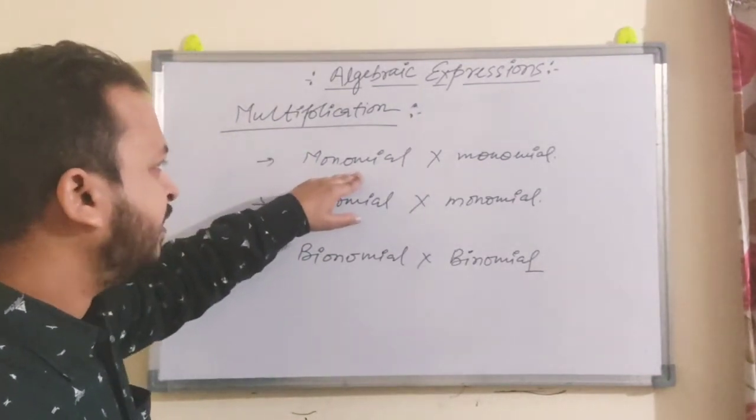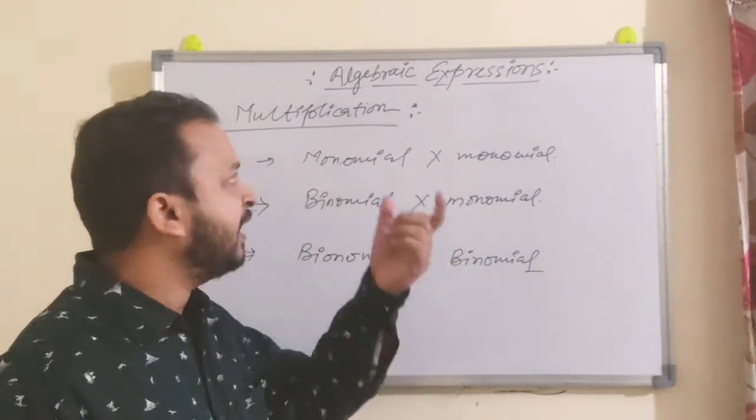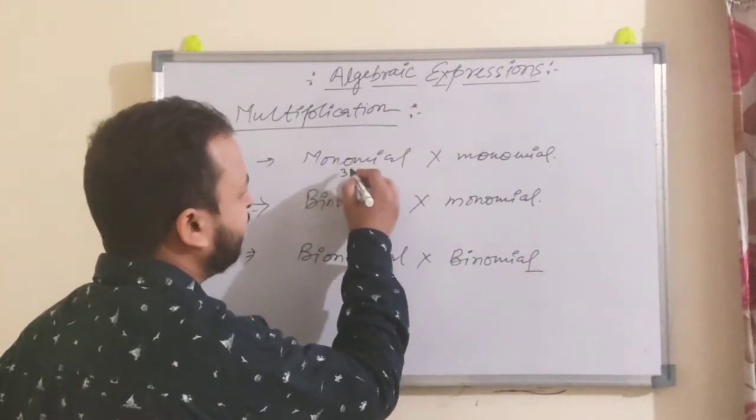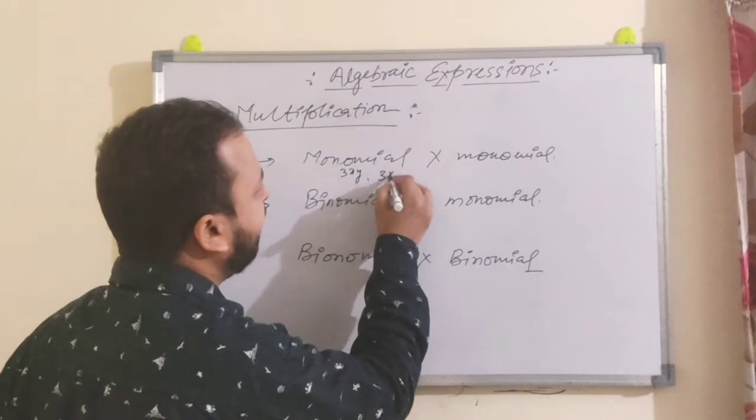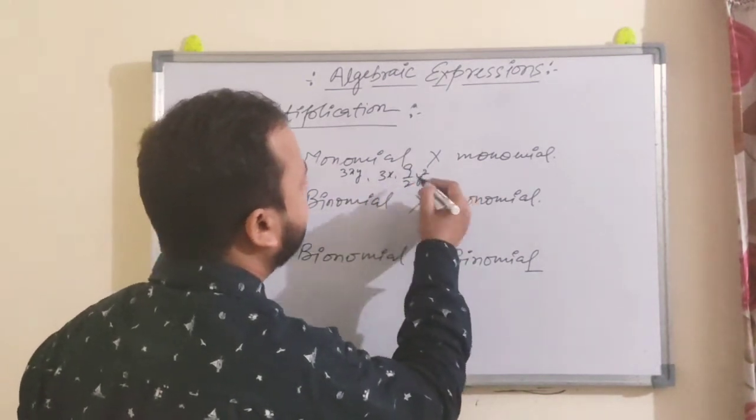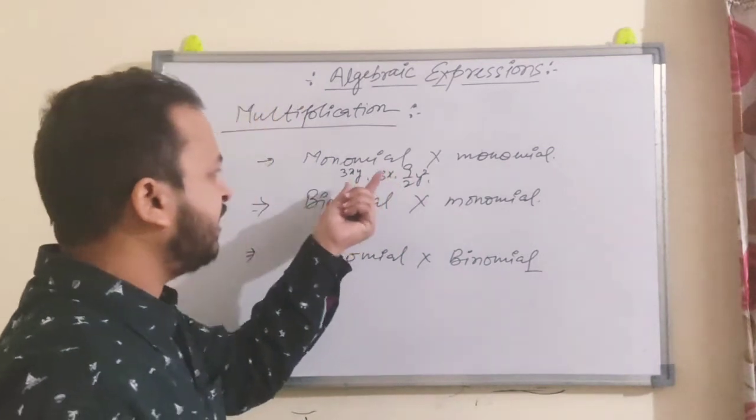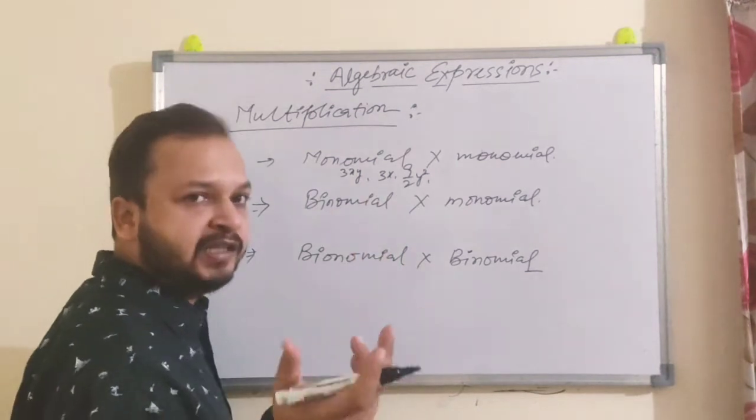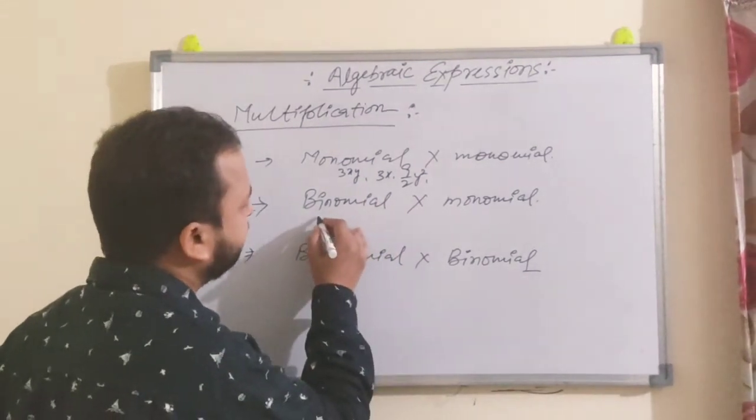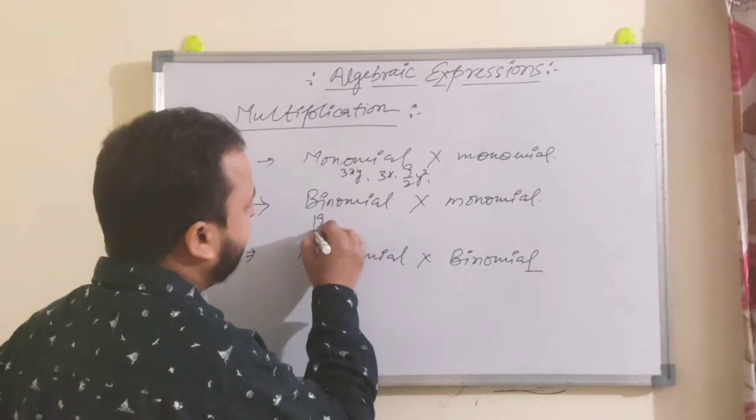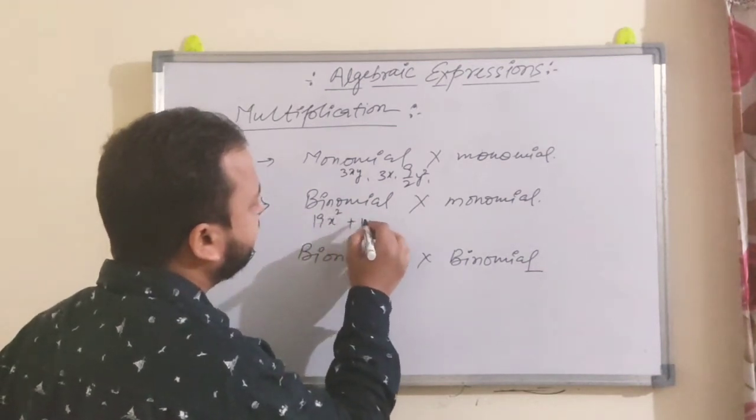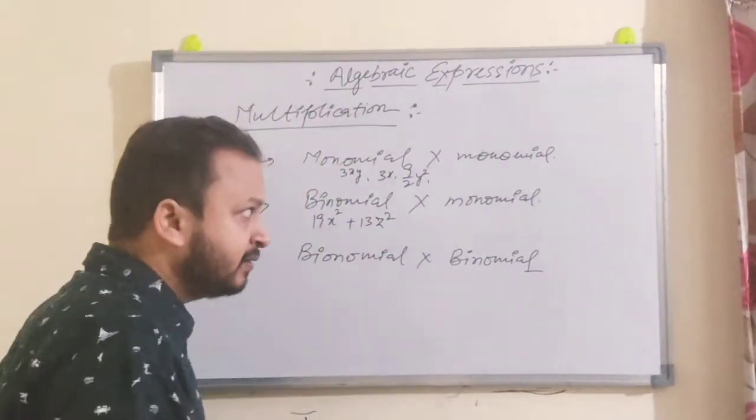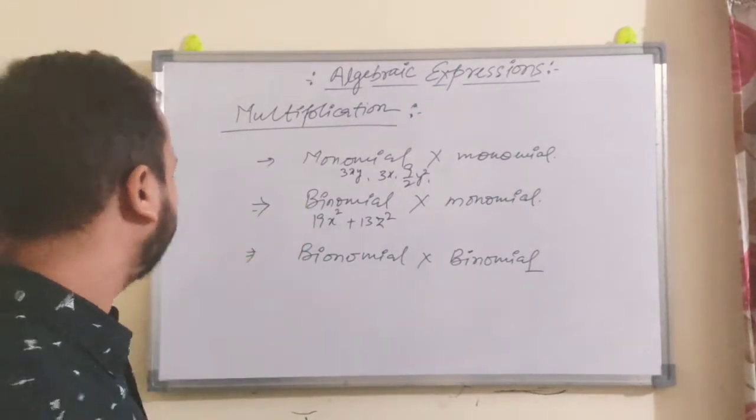So you know what monomials are. A monomial means an algebraic term, like 3xy or 9 by 2y square. So only a single term is known as a monomial. And a binomial is when two terms are added, either with addition or with subtraction. Suppose 19x square plus 13z square. So this is a binomial. So these three types we are going to study.